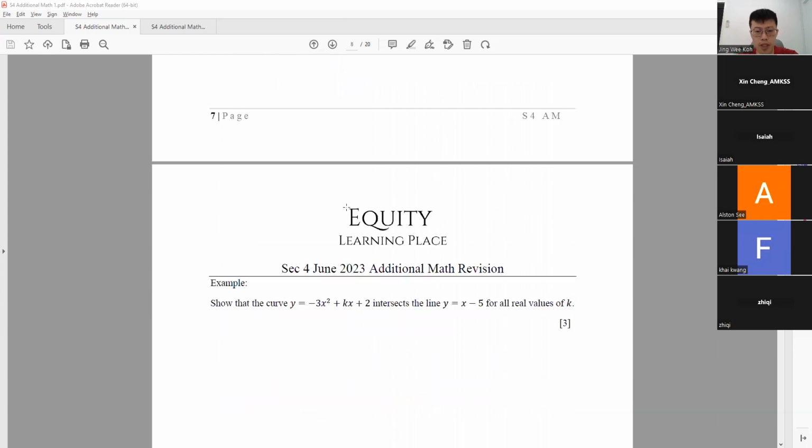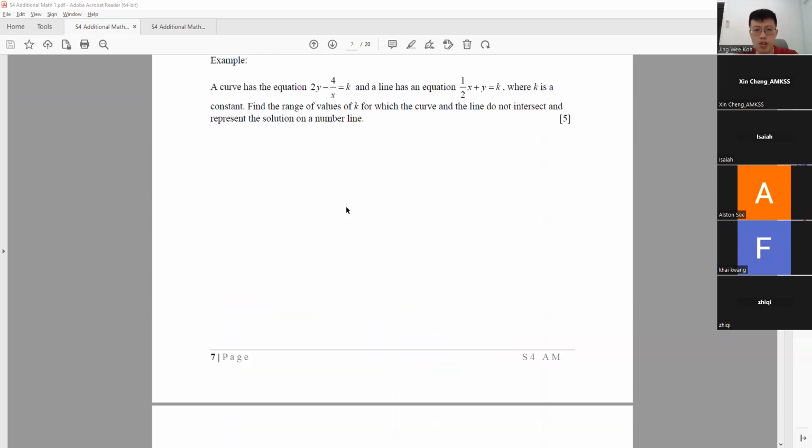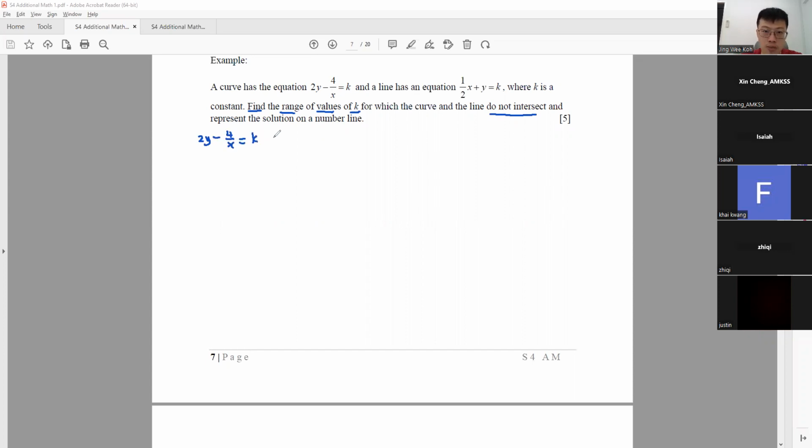Okay, example. There are 2 examples because there are 2 different types of question. So for this first example, you must learn how to read the question. The question says, find the range of values of k. The curve and the line do not intersect. So what we do is we will assume they intersect first. When they intersect, we need to solve simultaneous equations. So 2y minus 4 over x equals k is my first equation. My second equation will be half x plus y equals k.